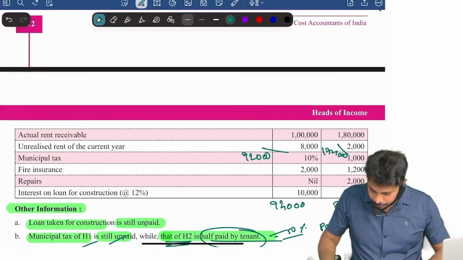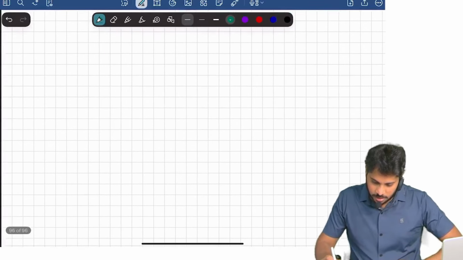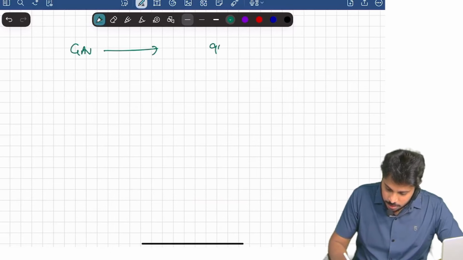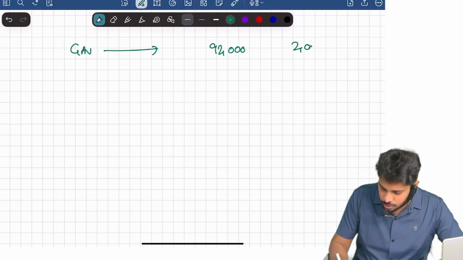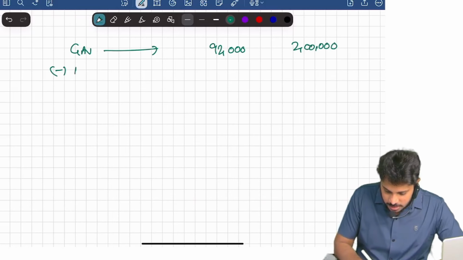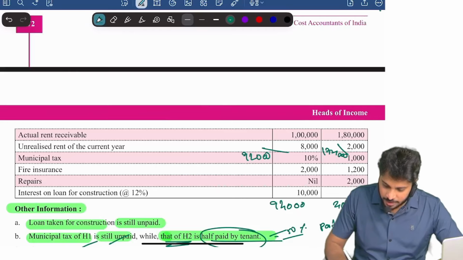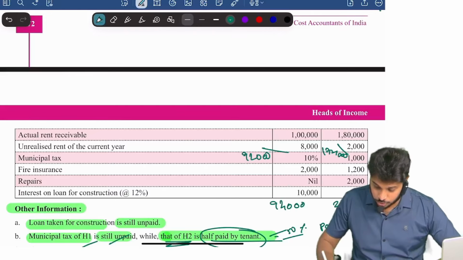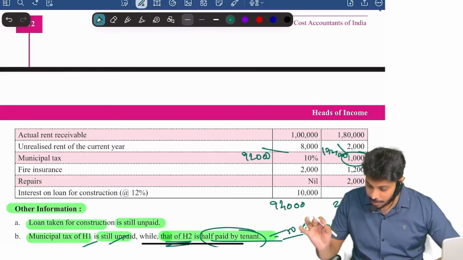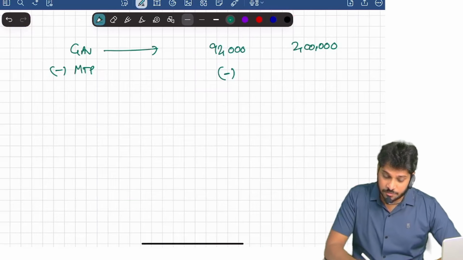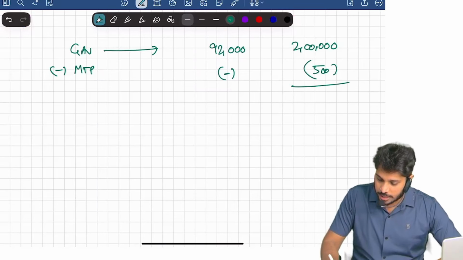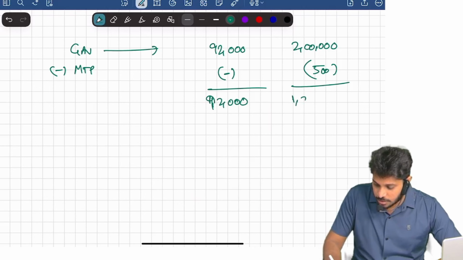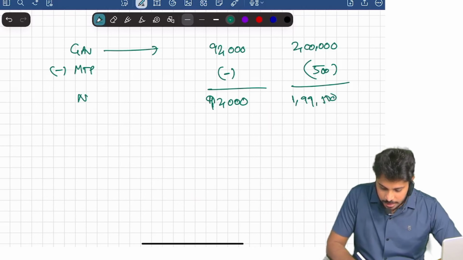Are you clear? Okay, so now, gross annual value will be here 92,000 and there it is 2 lakhs. Correct? Minus municipal taxes paid. And we know the problem clearly mentioned that for house 1 it is 0. For house 2, how much is the municipal tax? 1,000 rupees. 50% paid by tenant, which means 50% is only paid by owner. Correct? Therefore, this is 92,000 net annual value. This is 1,99,500. This is net annual value.